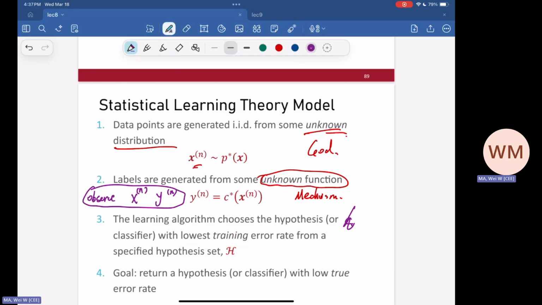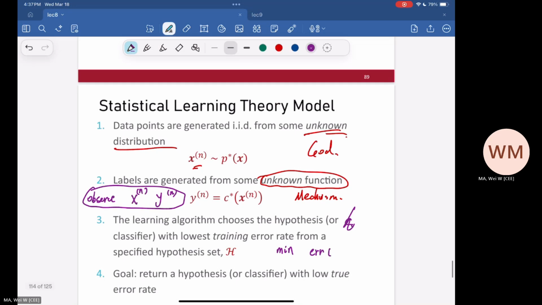And so basically what we want to do is something like this. We want to minimize the training error of H on D train, and we want to find the H from the hypothesis set, the capital H. Okay, so this is our learning algorithm.